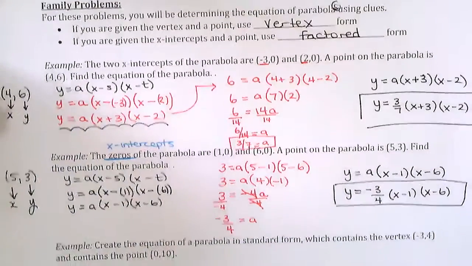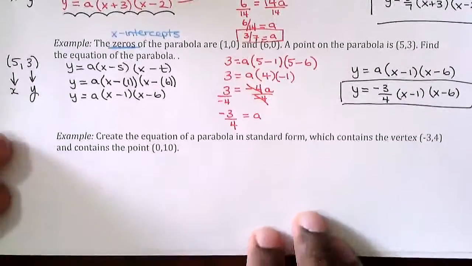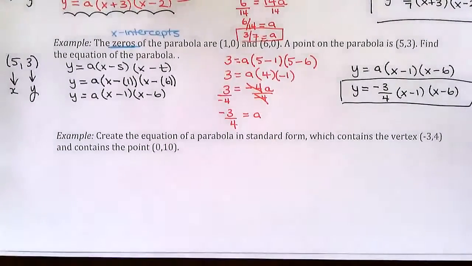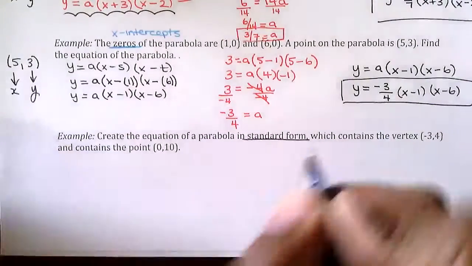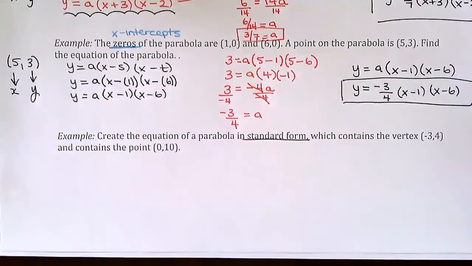We have two more examples. So the next example is: create the equation of a parabola in standard form. So in this case, they told us that we need to eventually convert our answer into standard form. So look for clues like that as well. The parabola contains the vertex (-3, 4) and contains the point (0, 10).